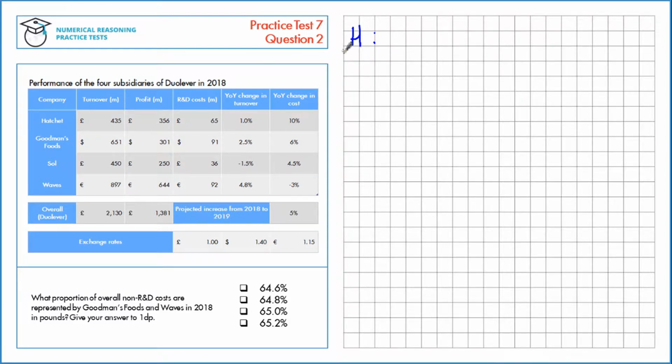We first take the turnover, that's 435, all of these are in millions. Subtract profit, that's 356, to leave us with the overall costs. Then subtract the R&D costs, which leaves us with 14 million pounds. We'll do the same thing for the other three.